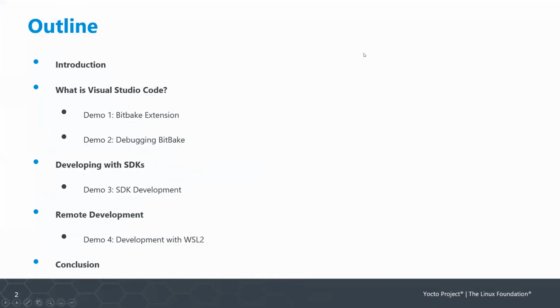So this is just a brief outline of what we're going to go over. I'll start with an introduction and talking a little bit about what Visual Studio Code is for anyone that isn't familiar with it. And then I'll start giving a bunch of demos because I think seeing really is believing, and we'll show how you could use Visual Studio Code yourself to do different tasks within the Yocto project, such as building recipes with Bitbake, debugging Bitbake, working with SDKs, and even doing remote development. And then we'll wrap things up with a conclusion.